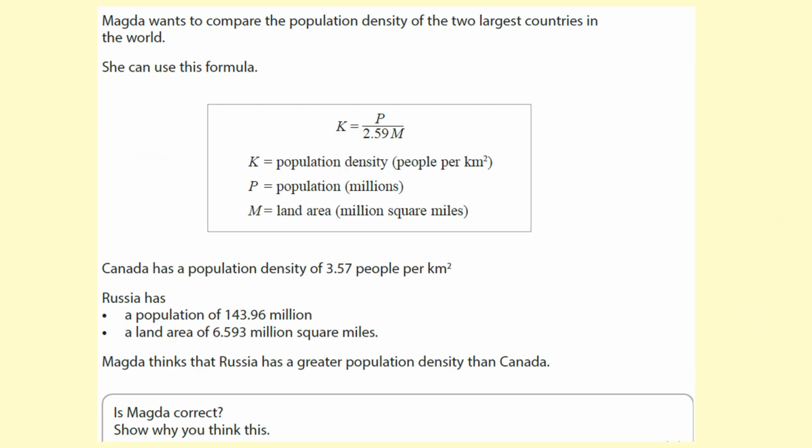On this one, Magda wants to compare population density in the 2 largest countries in the world, and she uses this formula for it. Canada has a population density of 3.75 people per kilometre, and Russia has this information. Now Magda thinks Russia has a greater population density than Canada. Is Magda correct? Again, we've got an is Magda correct, so we need a yes or a no. Pause the video and give this one a go for me, please.